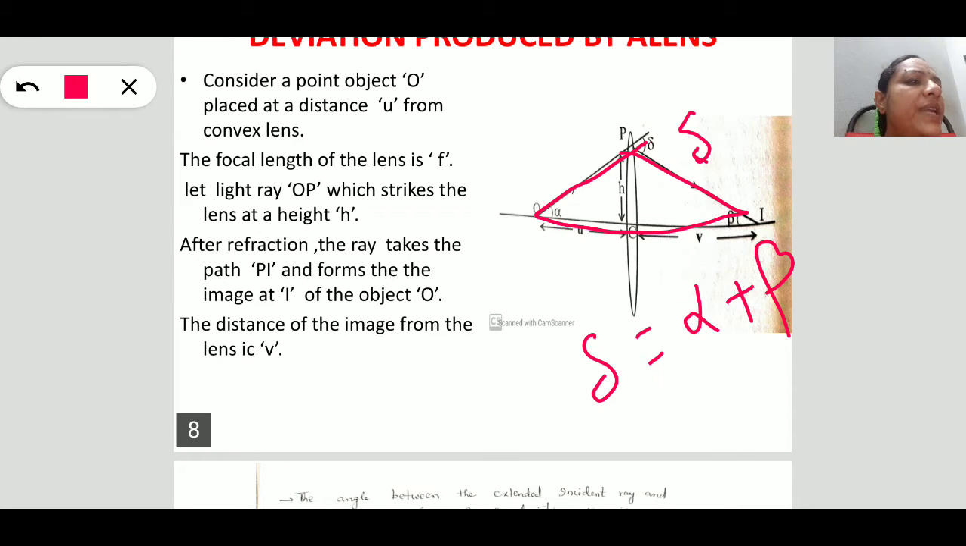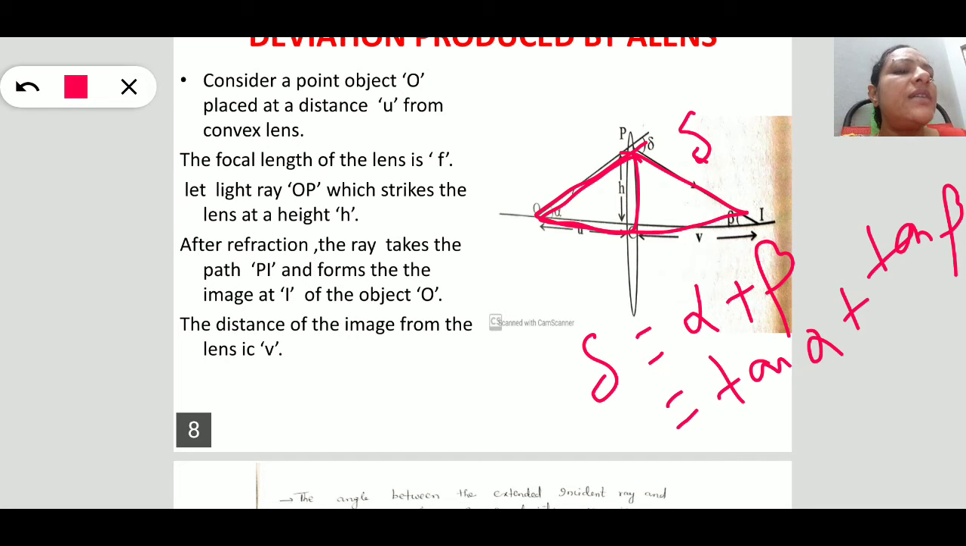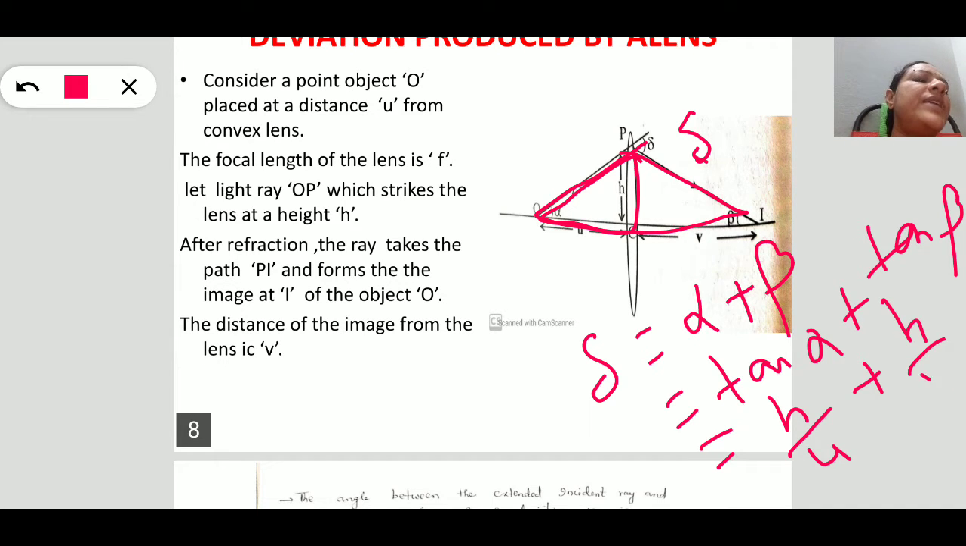Again, this alpha, beta are very small. Alpha is considered to be tan alpha, and beta is considered to be equal to tan beta. Next, by seeing this figure, what is tan alpha? Here, tan alpha in this figure, you can say, is opposite side by adjacent side, that is h by u. Here u is the object distance. Similarly, on another side of this image, tan beta we can write as h by v. Here v is the image distance, u is the object distance.